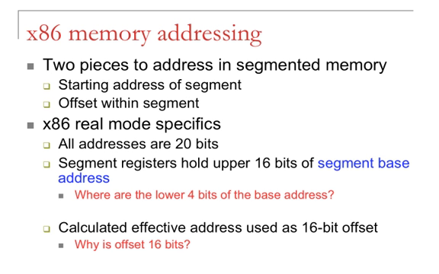Okay, we have 2 pieces to address in segment memory: the starting address of the segment and the offset within the segment. And we are showing an example here. To locate any information within the memory or within a segment, what you need is 2 pieces of information. First, the segment, and then the offset.